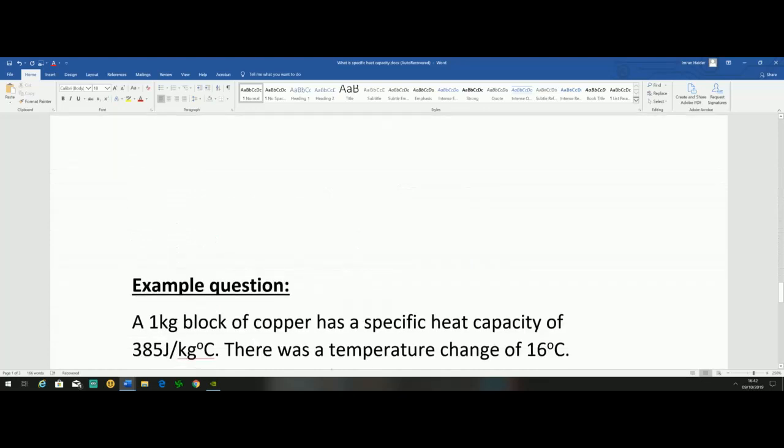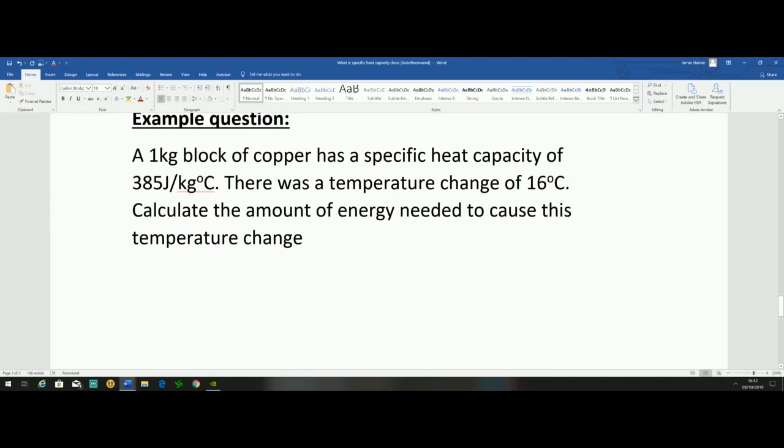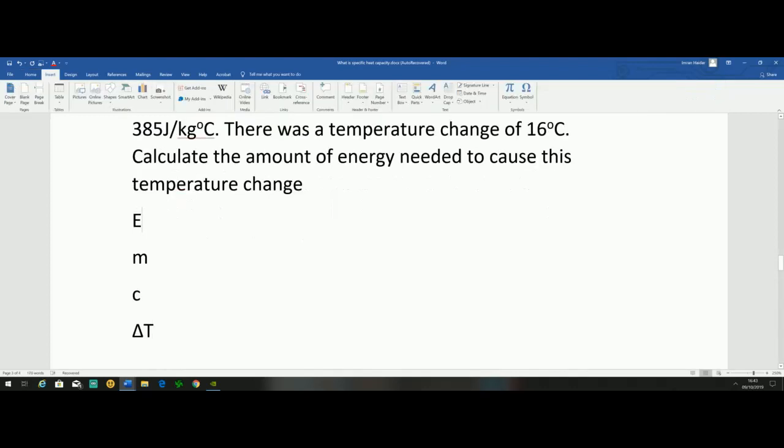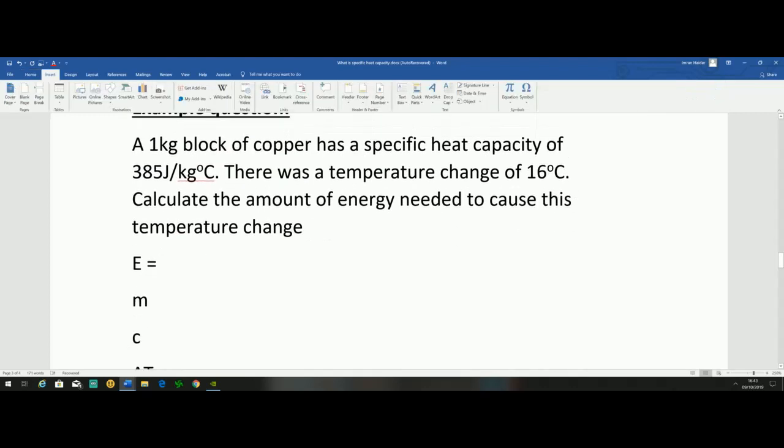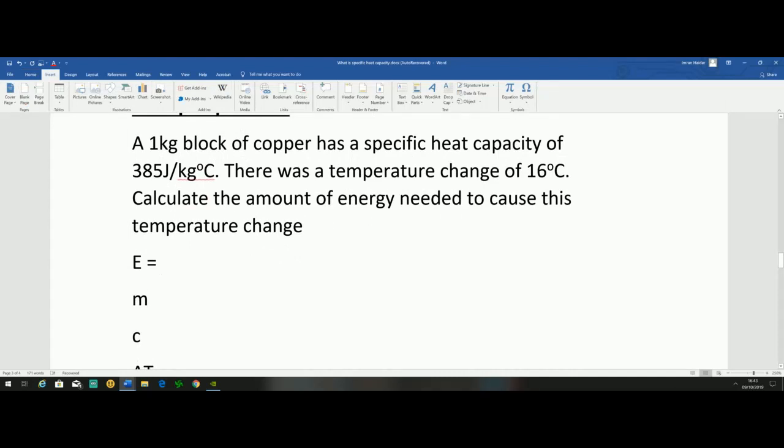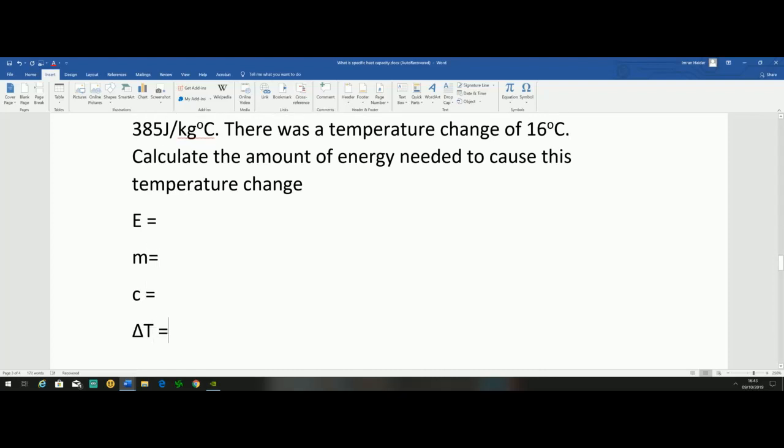And this of course leads us on to a nice example question. So again guys, as always, we use Andrea's method. We're going to read the question, and it says a 1 kilogram block of copper has a specific heat capacity of 385 joule per kilogram degrees Celsius. There was a temperature change of 16 degrees C. Calculate the amount of energy needed to cause this temperature change. So what it's asking you really is, what's the energy required? That's what I don't know.